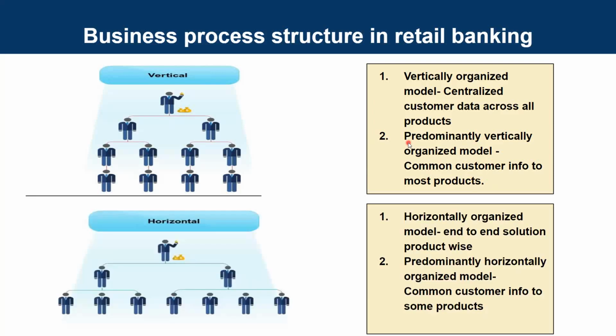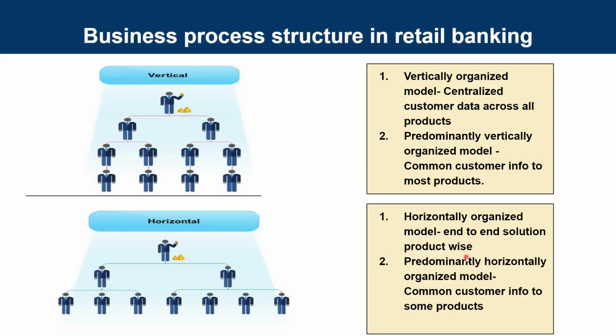Next is the horizontal model. It's like having a team with different people with different skills. One might be good at deposit loans, and one might be good at handling cash. The bank organizes small groups that have different skills. So all these people come together and form a small group led by one boss. Here, end-to-end solution product-wise is available. Here we also learn something called the predominantly horizontal structure, which is quite opposite to what we have learned here. Here, the common customer information is available only to some products, and it might not be possible for us to do cross selling and upselling.